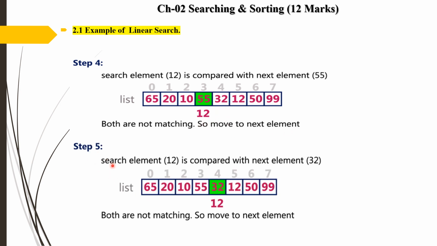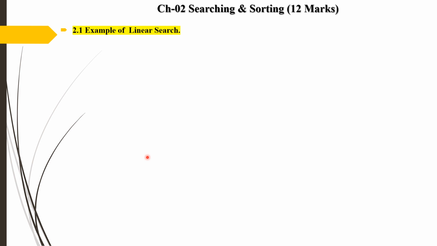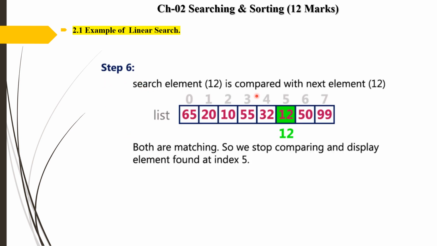Step 5, search element 12 is compared with next element 32. Result is same, both are not matching, so move to the next element, that is 12. Then step 6, search element is compared with next element 12. So here both are matching, so we stop the comparing and display element found at index 5. So index of this element is 5. So the output is displayed like element found at index 5.